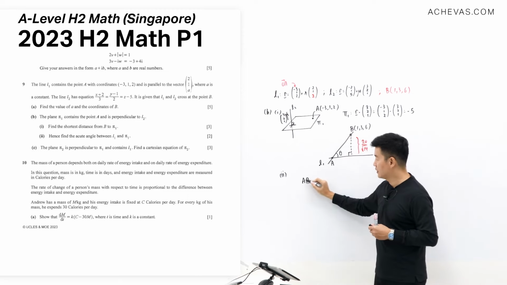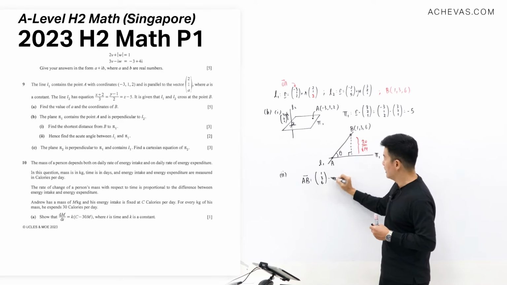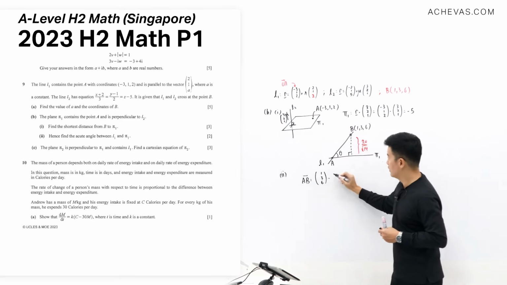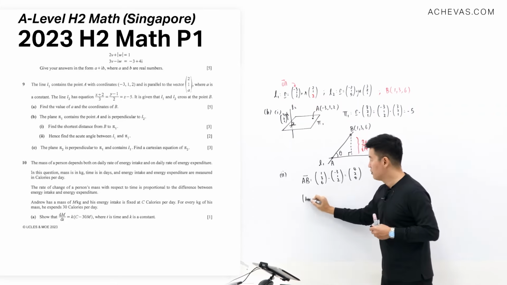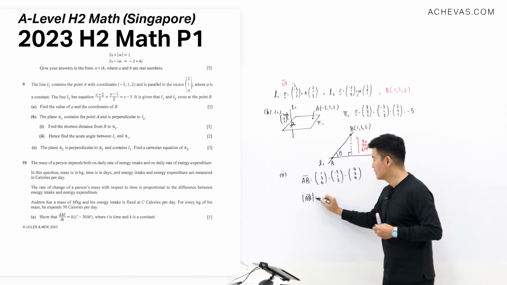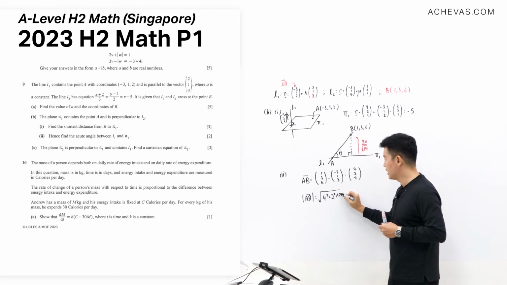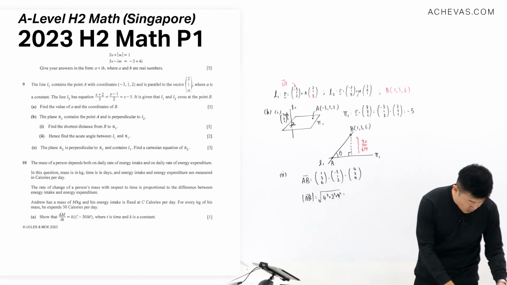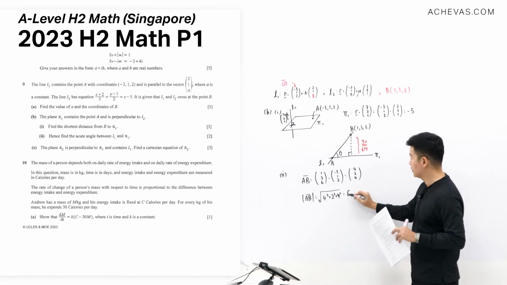I'm going to find vector AB first, which is going to be OB, (1, 3, 6), minus OA, which is (-3, 1, 2). This is equal to (4, 2, 4). So the modulus of AB is the square root of 4 squared plus 2 squared plus 4 squared. This is equal to the square root of 36, which is equal to 6.